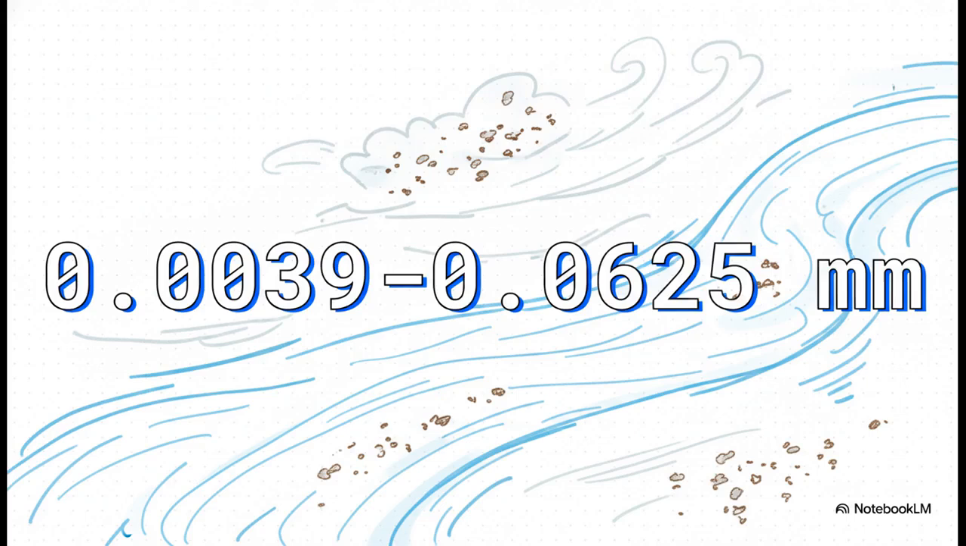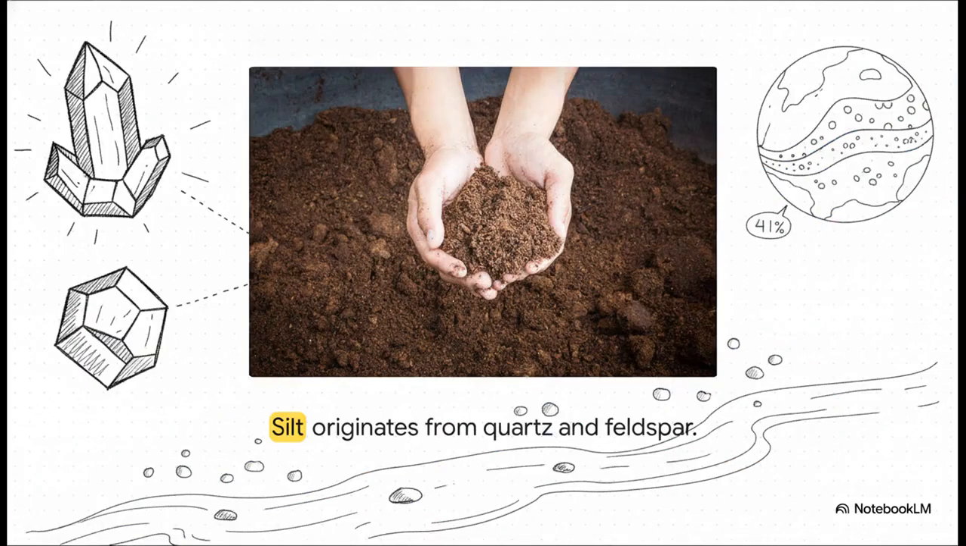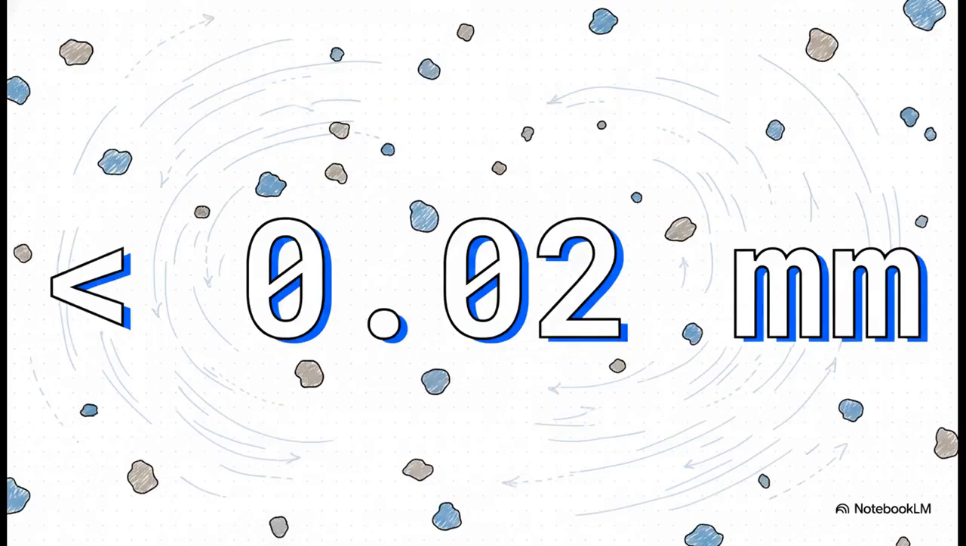Now, what's really fascinating here is the origin story of silt. When you hold a rich handful of silty soil, you are actually holding ancient pulverized rock. Silt originates primarily from hard crystalline minerals like quartz and from feldspars. To give you an idea of just how common this is, feldspars are rock-forming minerals that remarkably make up about 41% of the Earth's continental crust by weight. Crazy, right?